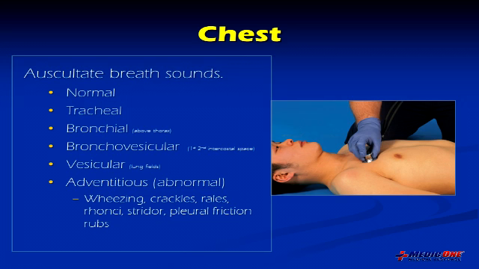Remember, we're listening for abnormal or adventitious lung sounds. We need to know what those sound like. We need to be able to describe wheezing, crackles, rales, rhonchi, stridor, or pleural friction rubs. It's very important that we know what these sound like. Even though we may take a patient on a routine basis, sometimes twice a day, we still need to be assessing their lung sounds and documenting that appropriately.